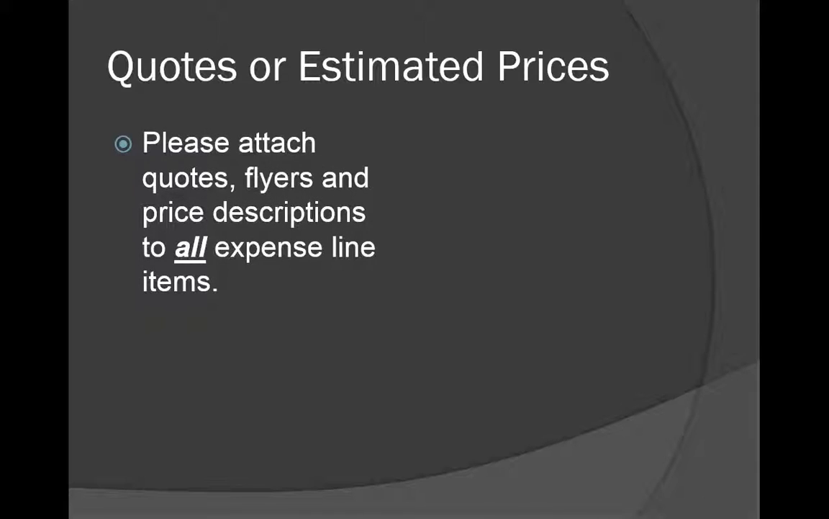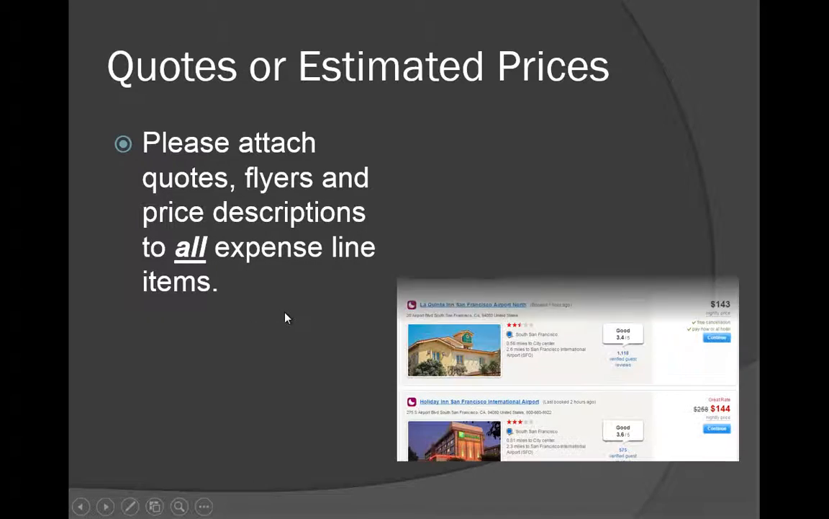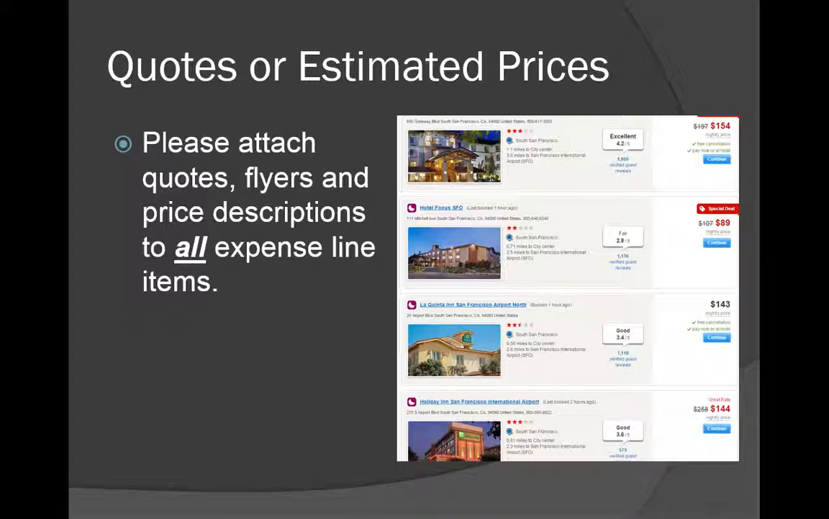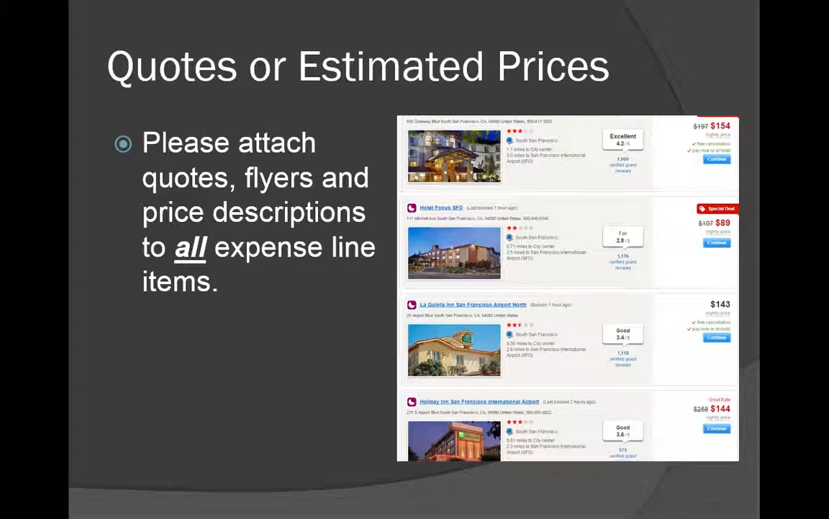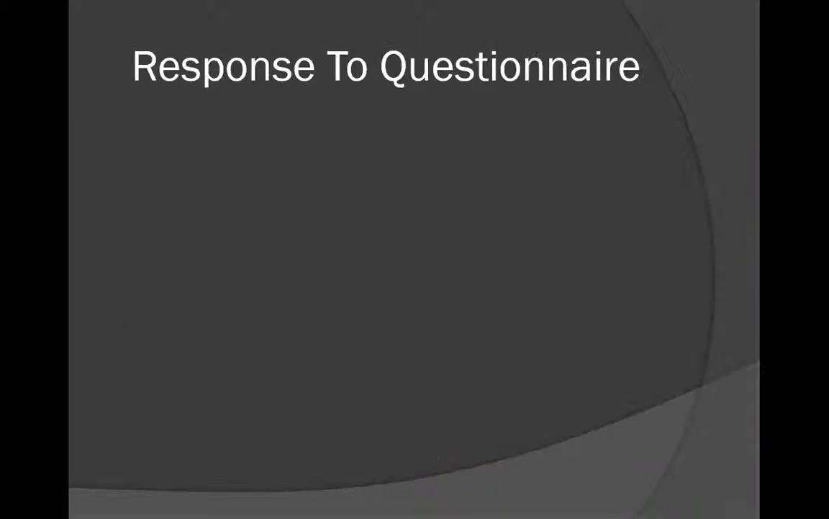So say your organization is traveling, everything needs to be kosher with us and ASI. So you need to attach all quotes, flyers, and price descriptions to all expense line items. So we need the examples for the hotel. You need to show when you're going and the prices. Screenshot it, print screen it, print it out, attach it to your expense line items.